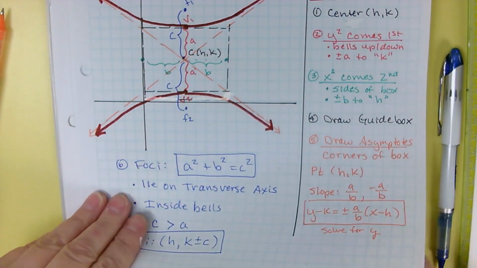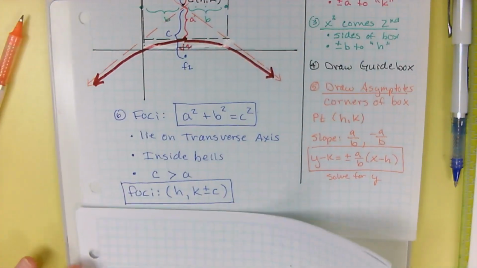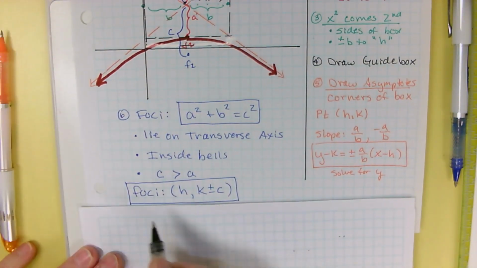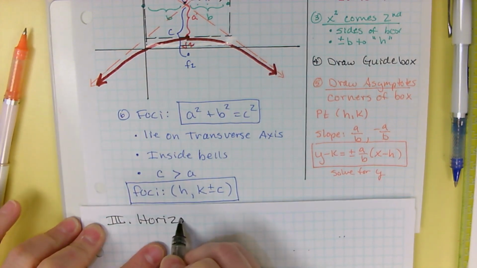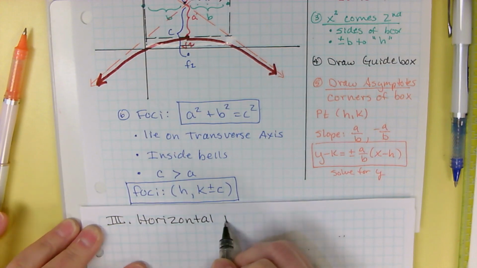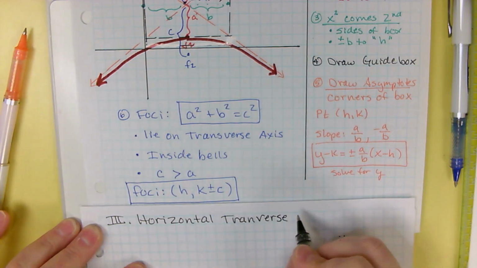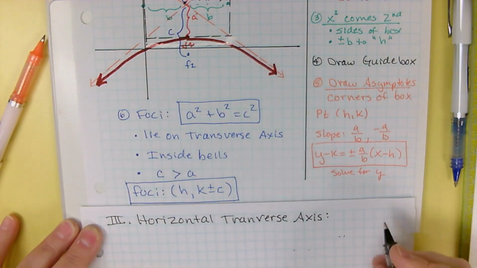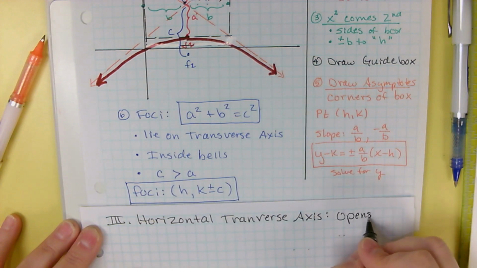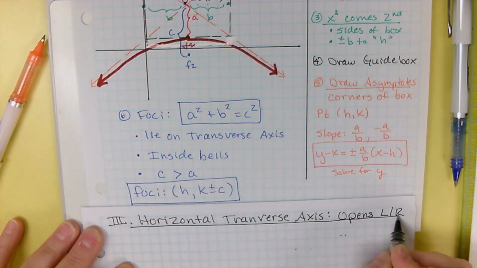Okay, I'm going to flip the page. We're going to go to Roman numeral 3, horizontal transverse axis. And we're going to go through the same formulas, but in less detail because you've already written down the basics. So horizontal transverse axis opens left and right, thus the name horizontal transverse axis.